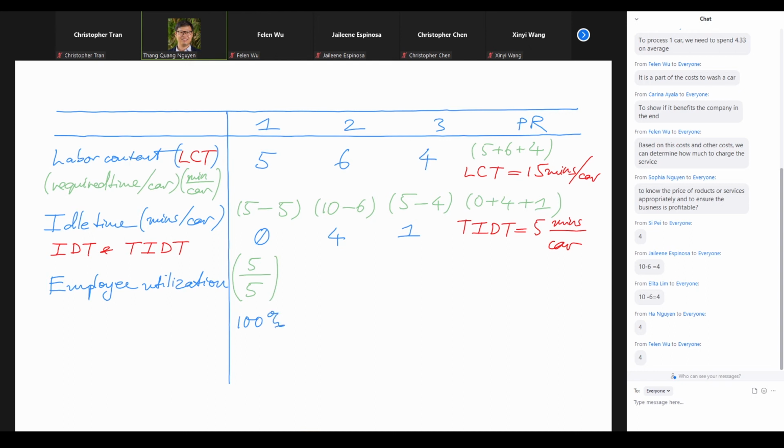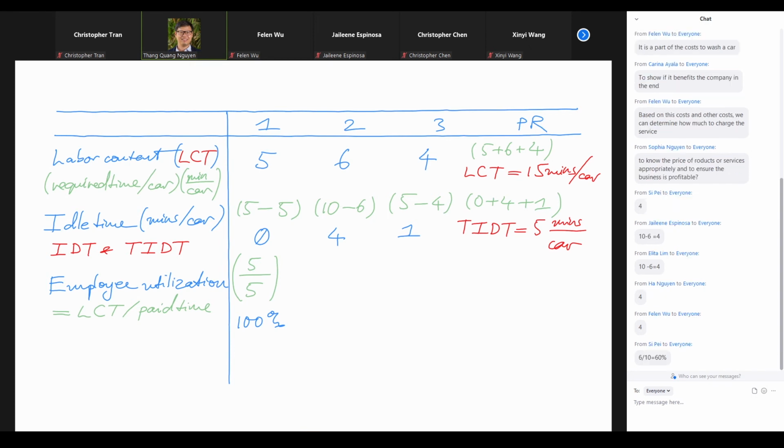So it means that the equation here is we take the labor content, we divide that by the paid time, right? Then we will find our labor utilization. Okay, so how about the second station? I would like you to try it.